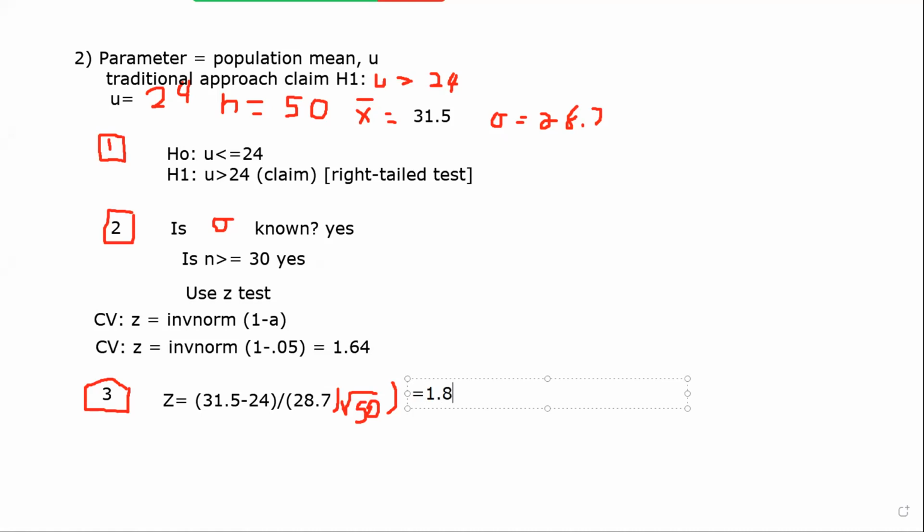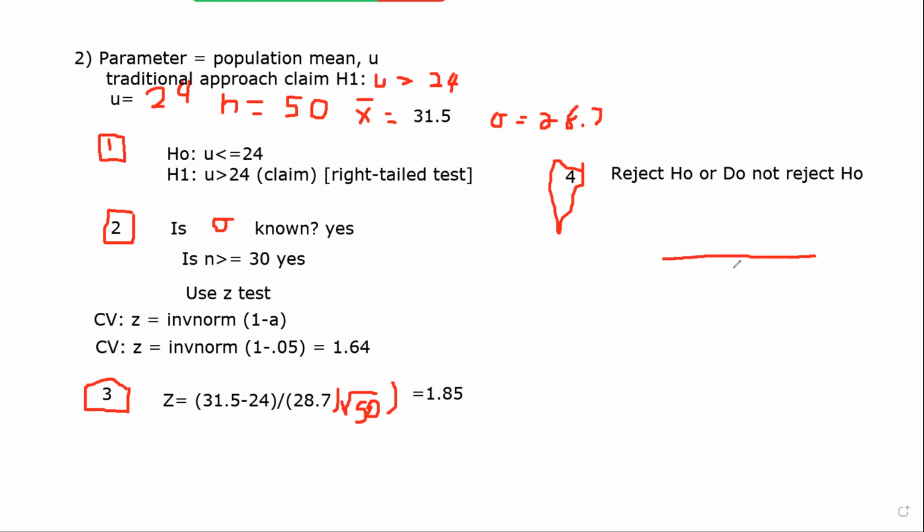Let me write that down so that you can follow. Step 4 is where we want a box. Use your imagination. So here we have reject H0 or do not reject H0, right? We'll find out right now which one it is. So this is where we draw our distribution out. It doesn't have to be extensive. You just have to show your critical value and your test statistic. Your critical value was 1.64.